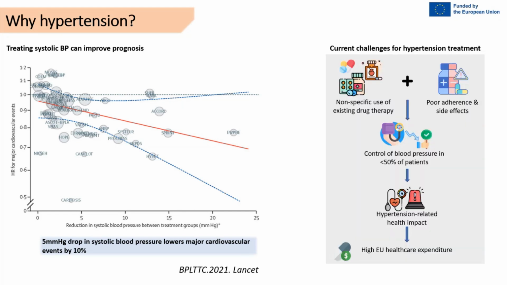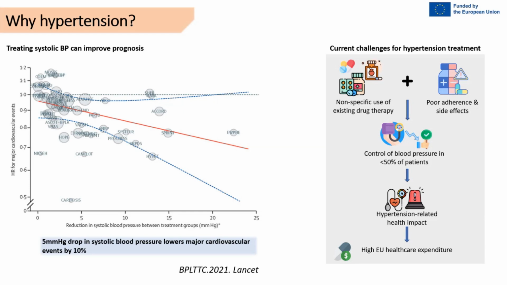So really then the Hypermarker project is looking at, well, if we can take this more non-specific use of existing drug therapy, whether that potentially has impact on adherence and side effects, can we then downstream see that improvement in overall control of blood pressure, which at the minute still remains relatively poor, particularly globally.